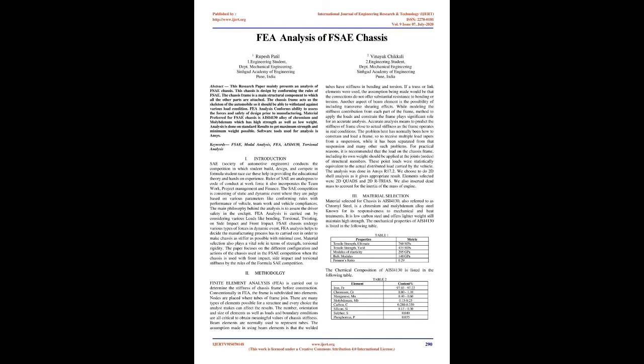The FSAE chassis undergoes various types of forces in dynamic events. FEA analysis helps to decide how the manufacturing process has to be carried out in order to make the chassis as stiff as possible with minimal cost. Material selection also plays a vital role in terms of strength and torsional rigidity. The paper focuses on the different configurations and actions of the chassis used in the FSAE competition when the chassis is subjected to front impact, side impact, and torsional stiffness, as per the rules of the Formula SAE competition.